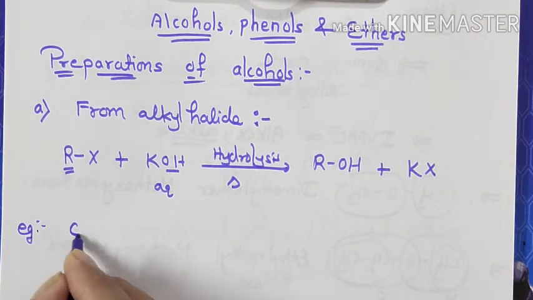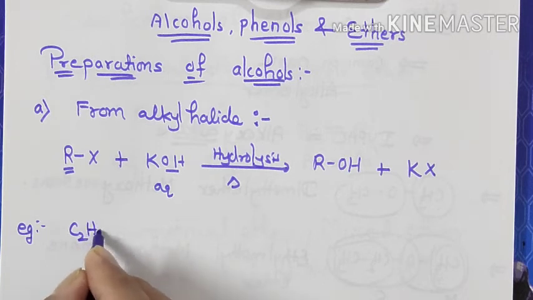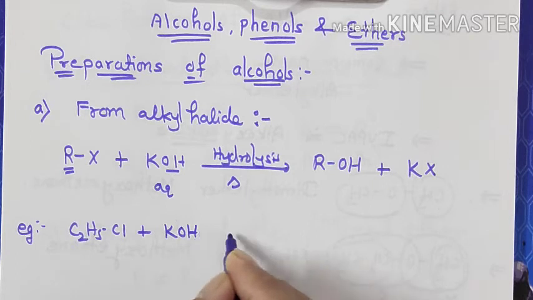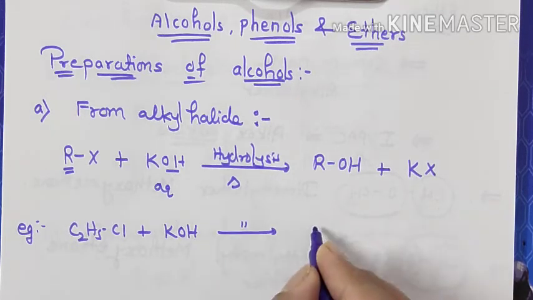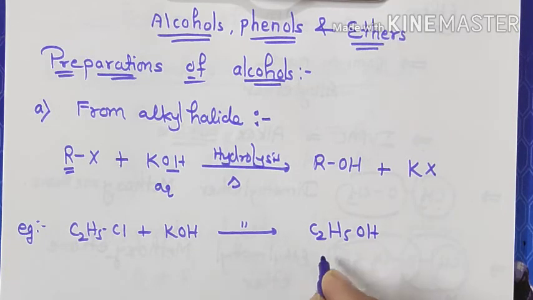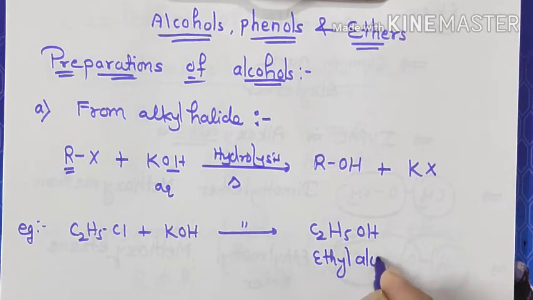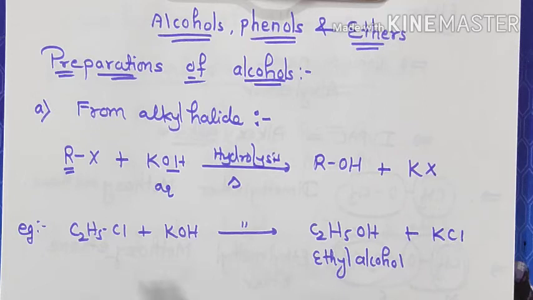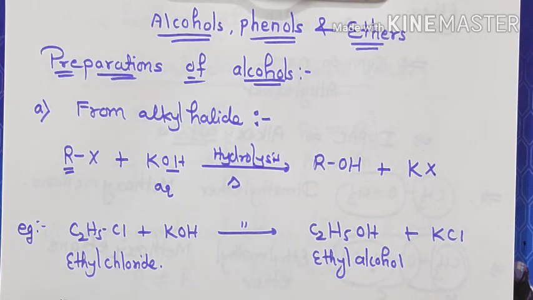We can take one example. I take ethyl chloride, C2H5Cl, treat with KOH. Condition remains same. It results in the formation of C2H5OH, that is ethyl alcohol, plus KCl. So very simple.